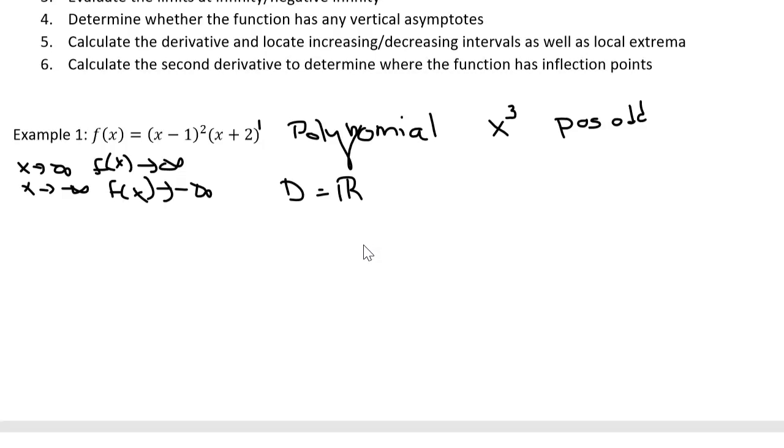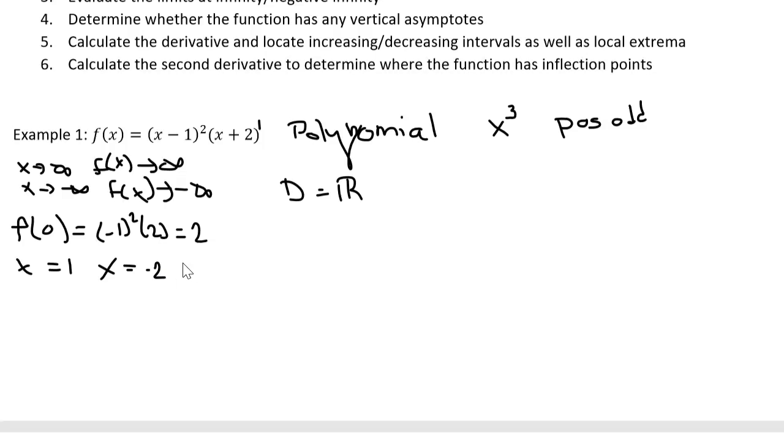Next, I want to locate the x and y intercepts. To locate the y-intercept, I'm going to plug in 0. And I'm going to get (-1) squared times 2, which is 2. The x-intercepts are the zeros of the factors, so what can I plug in to get 0? And so I know that the x-intercepts are 1 and -2.